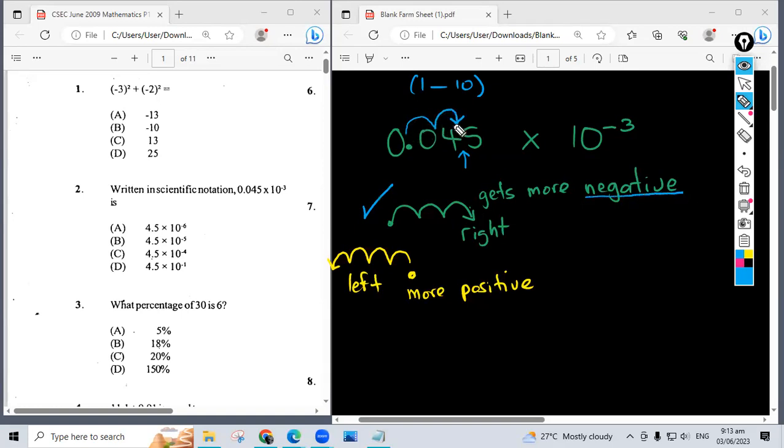We jump 2 places, 1, 2. So the value over the 10, which already has a minus 3, has to get more negative by 2. So minus 3, minus 4, minus 5. This will change to minus 5. So the answer will be 4.5 multiplied by 10 to the power minus 5, making the value B. Do you all understand it now? Make sure and let me know in the chat, because that was slightly difficult.